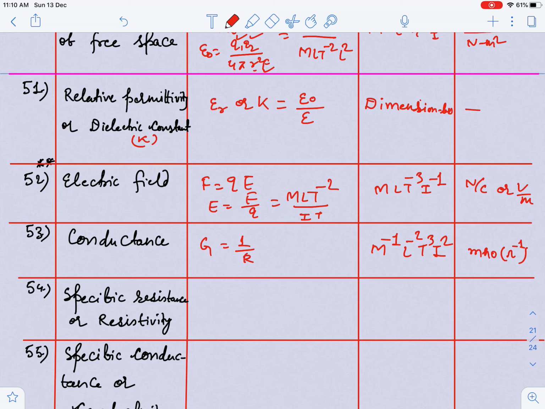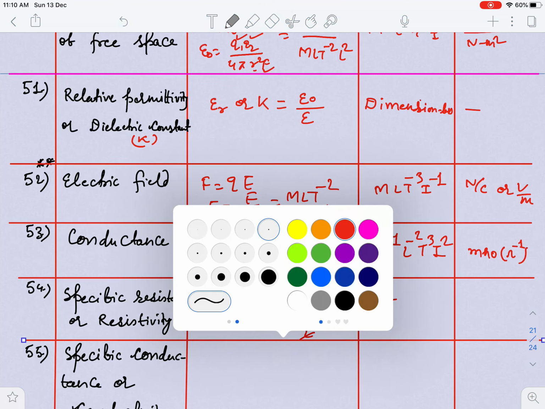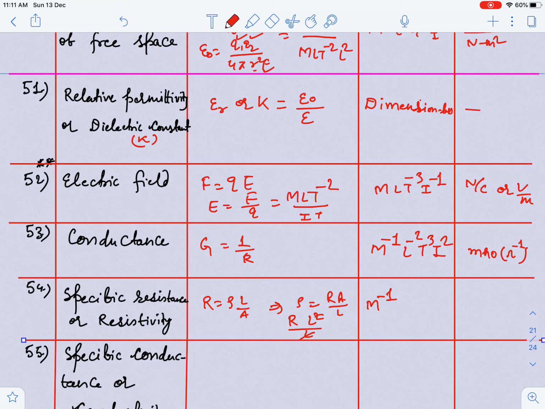Okay, now, guys, specific resistance or resistivity. You know that R is equal to rho L by A. So rho can be written as RA by L. So, guys, whatever the unit of resistance, I have to multiply only by L, because A is L square, so L square by L. So if I multiply the resistance unit by L, resistivity comes. Let me cross check, guys.